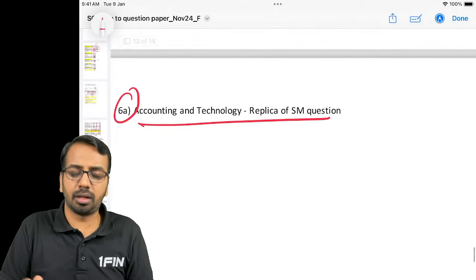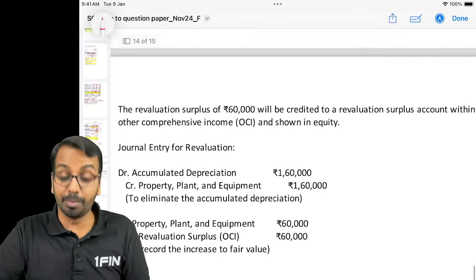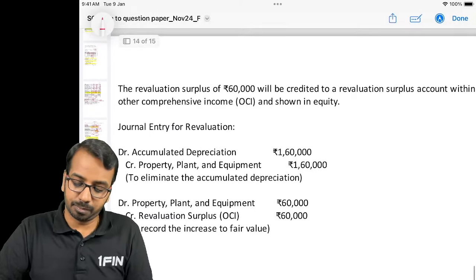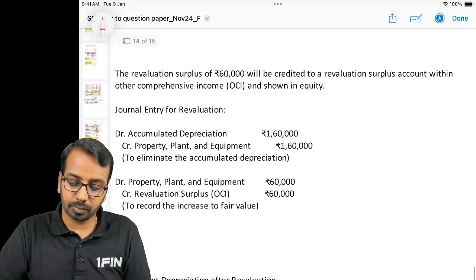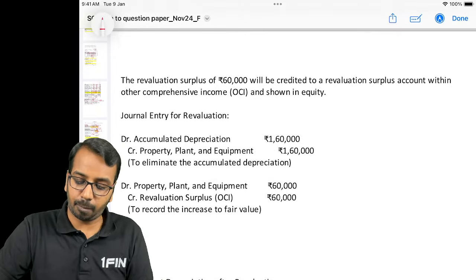Question on accounting and technology is a replica of a study material question as it is given. I don't know how many of you would have remembered that question. Then coming to the revaluation part, again a very simple question.